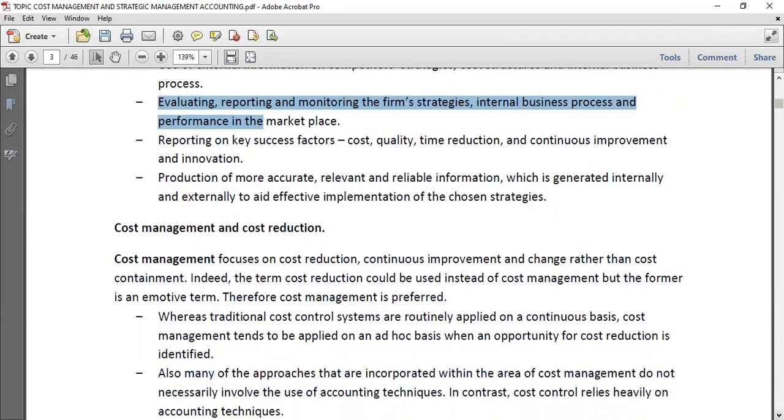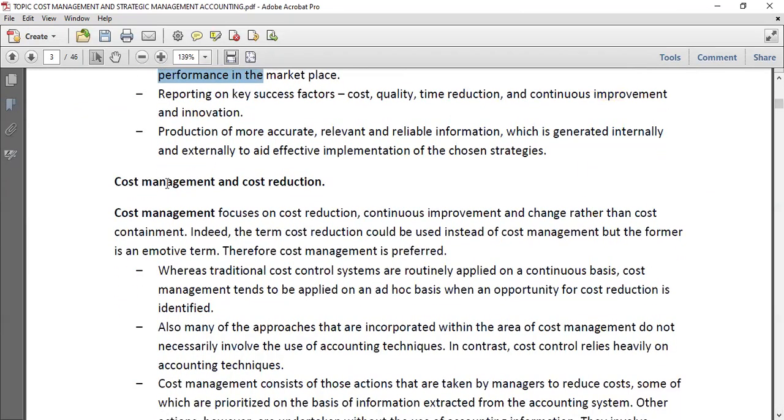So just for us to also, like I indicated, when it comes to cost management, it focuses on cost reduction. Remember, our topic is cost management as strategic management accounting. So as we understand strategic management accounting, it's also good for us to appreciate what exactly cost management is. So we are saying that cost management focuses on key things. It focuses on cost reduction. It goes on to also focus on continuous improvement and change rather than cost containment.